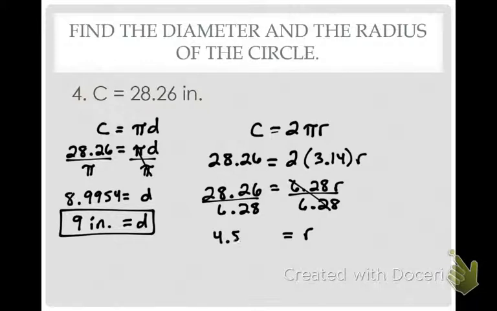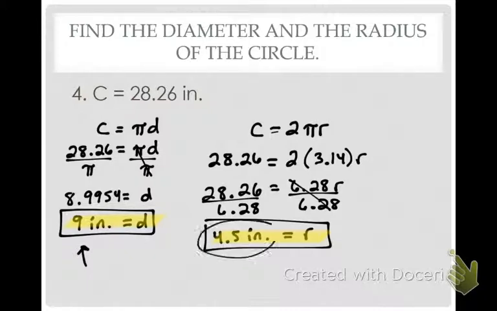4.5 inches is correct. All right, now there's a way to check that to see if it's correct or not. What do we know about the diameter and the radius? The radius is always going to be exactly half of the diameter. What is half of 9? 4.5. Is that what we got right there?